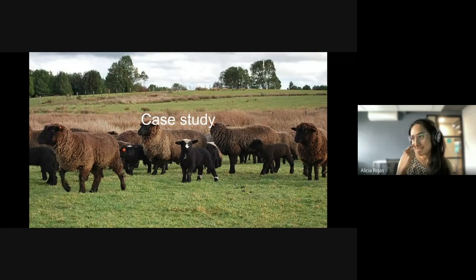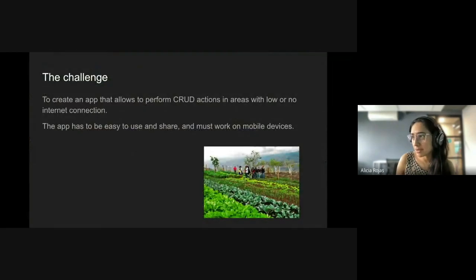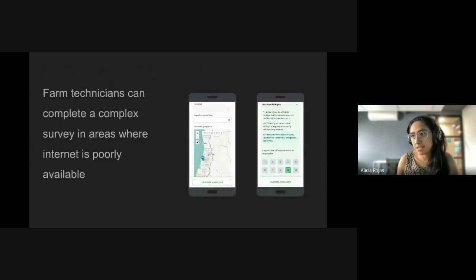So the case study. This was an application that was requested by the Chilean government, and it was meant to be used by farmers and farm technicians in the field in order to diagnose their farms in terms of sustainability. It was kind of a complex survey that they would fill up and then show the results to the farmers in the field. So as you can imagine, the offline support was very important because we're talking about farms and rural areas where internet connection is not very reliable. So we really needed to tackle this challenge fast and in a maintainable way.